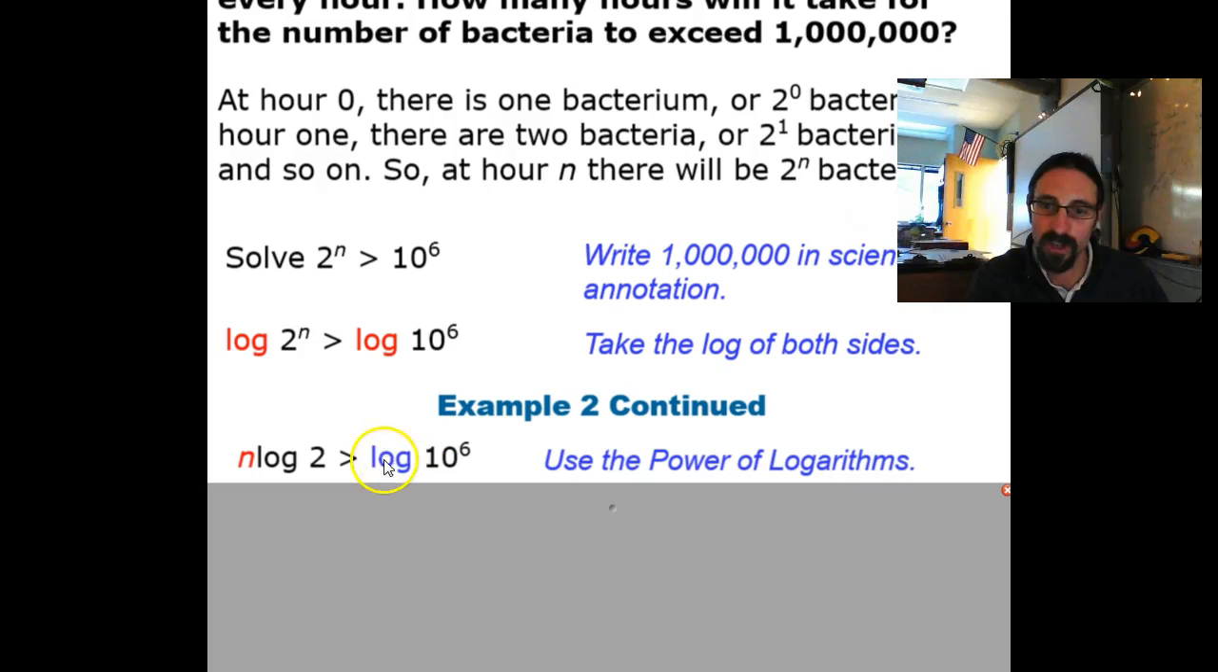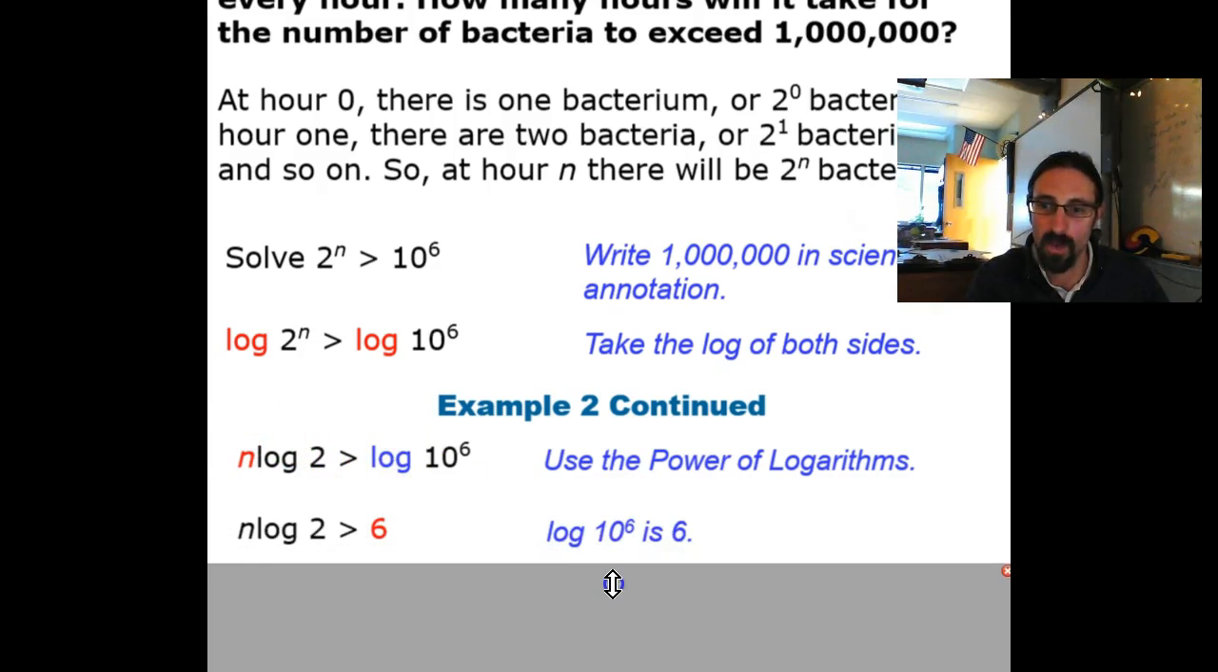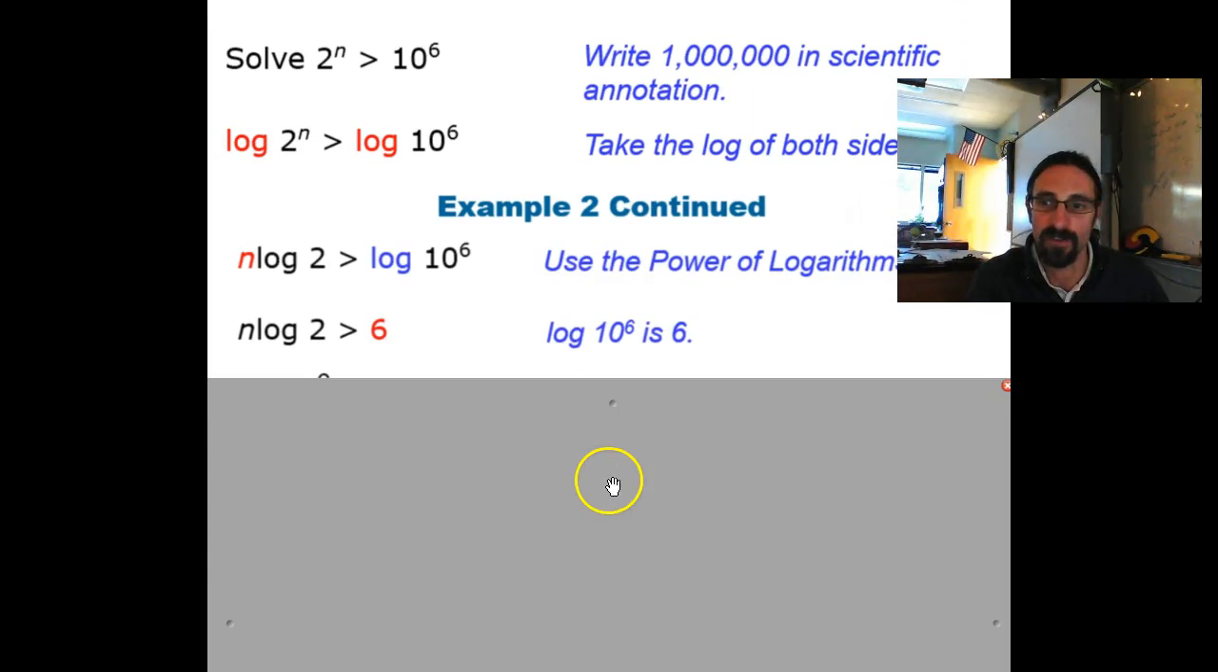The 6 is going to go out front, the n is going to go out front. Watch, wait for it, right? Log base 10 of 10 to the 6th is just 6. So now we've got a much simpler expression to solve for.